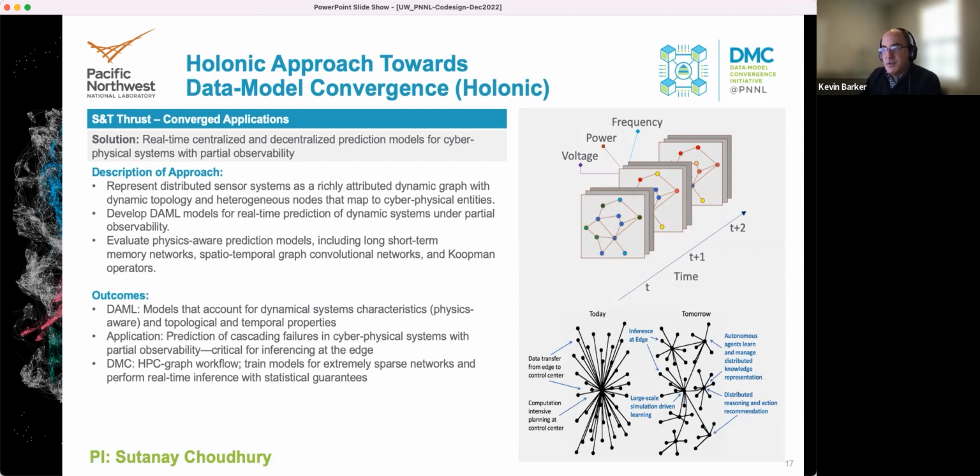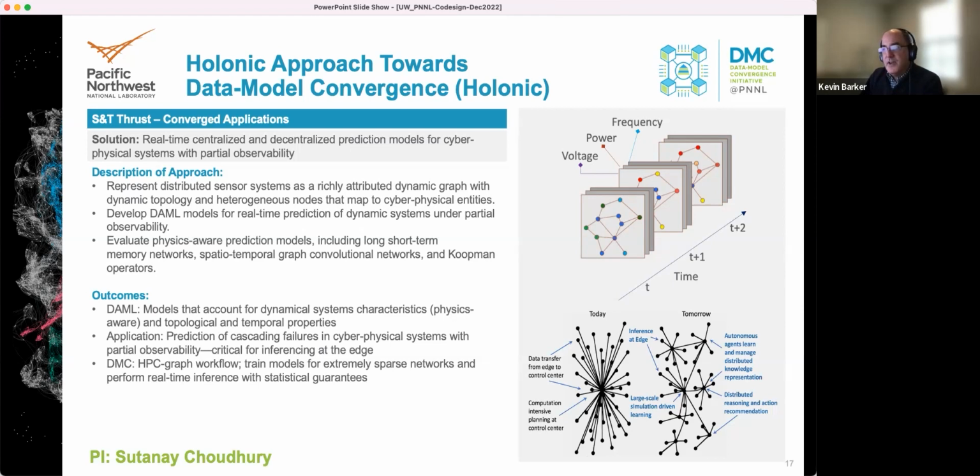But the approach here is to represent sensor networks distributed across the grid as a dynamic graph with a dynamic topology in which heterogeneous nodes within that graph map to certain cyber physical entities. Those might be power generation units or substations or power transfer devices or things like that.